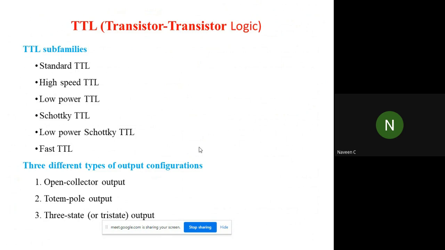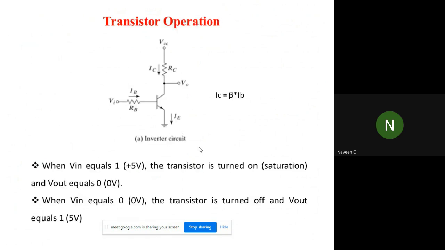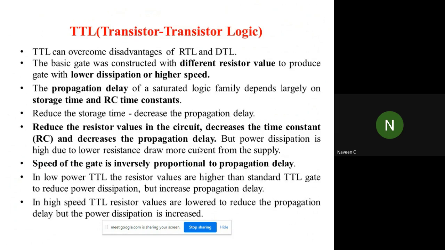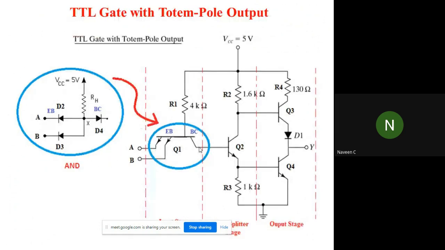This comparison of speed and everything we have seen in the last class, in the last PPT. Three different types of output configurations are open collector output, tandem pole output, and three state or tri-state output. How a transistor operates we already know, so we can directly go to the TTL configuration. This TTL we are going to use to perform the AND operation.